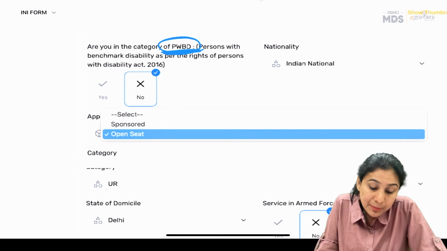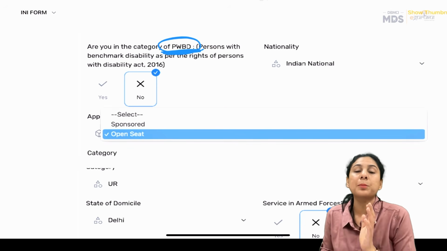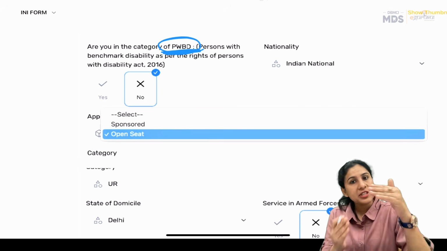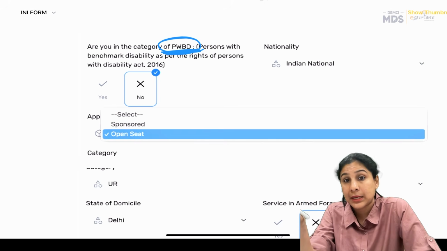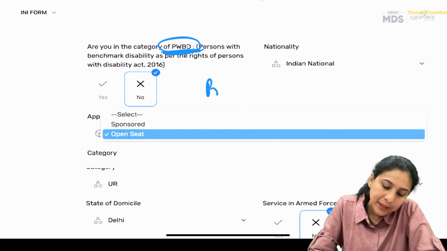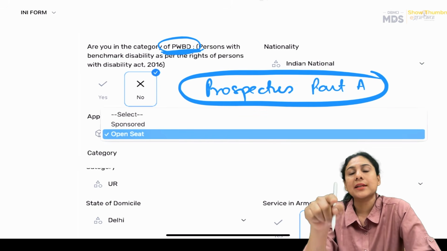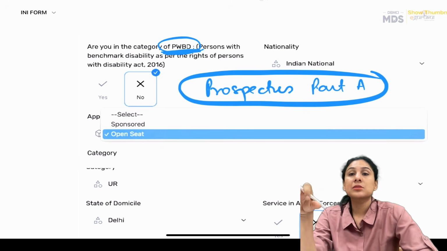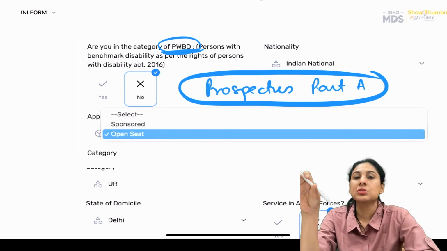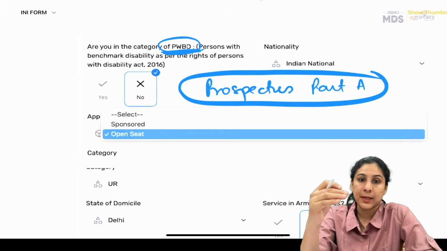person with benchmark disability. Now there are rules. Anybody who has an injury in the leg does not become a person with benchmark disability. There are rules and regulations. You have to get the certificates from certain select institutes of the country. Please read the prospectus part A carefully to make sure whether you are eligible in this category or not. There is a big advantage to students who belong to this category, but there are strict rules of inclusion into this category, so please select only if you fall into the category.